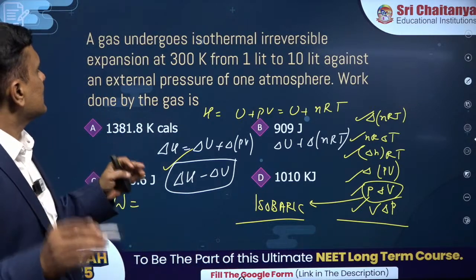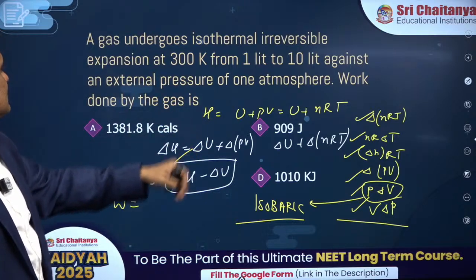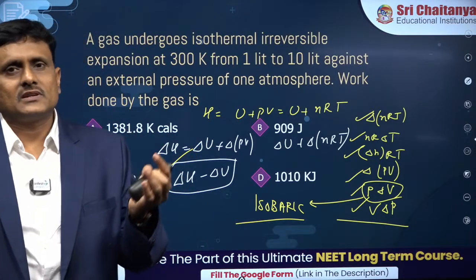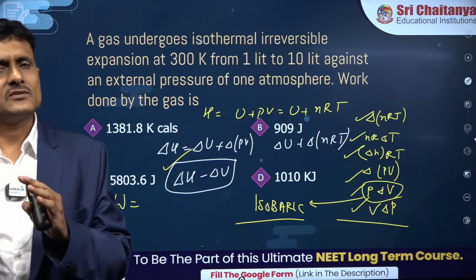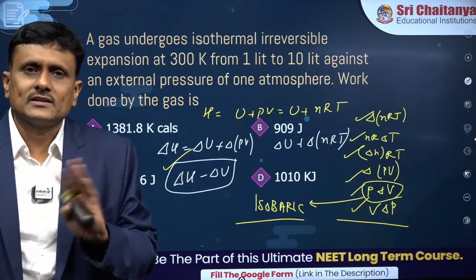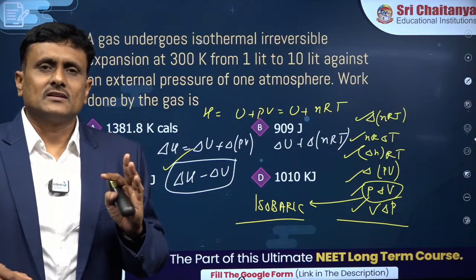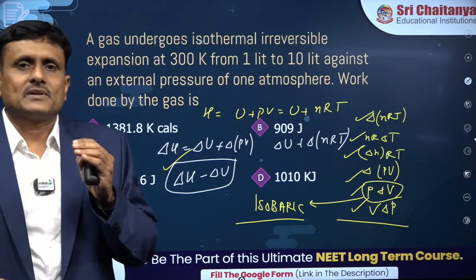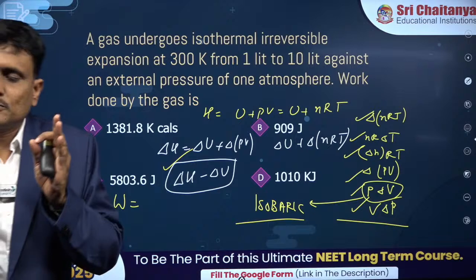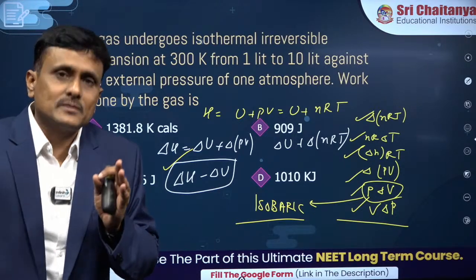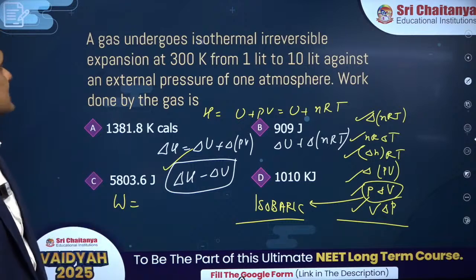So PdV. Sir, isothermal irreversible is given, no need to worry. When it is irreversible, pressure of the gas will be equal to the external pressure. That is the only thing that one has to understand. Don't get distracted by that irreversible thing. PdV only. If it is reversible, pressure of gas equals external pressure. If it is irreversible, external pressure will be much greater. You can see that external pressure is given.